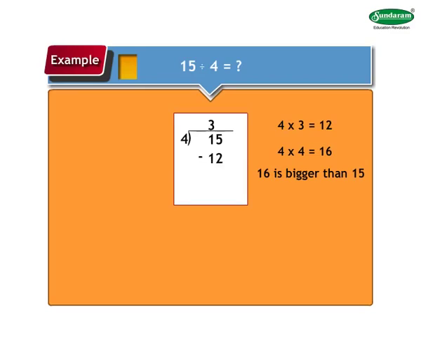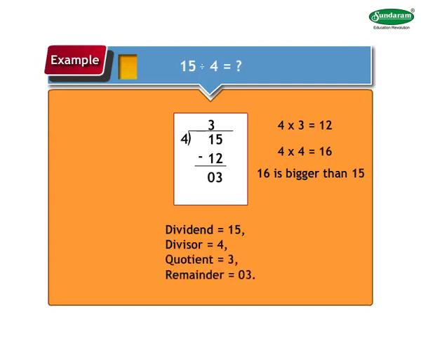we subtract the product 12 from the dividend 15. We know that 15 minus 12 is equal to 3. Therefore, we get the remainder as 3. Thus, in this sum, our dividend is 15, divisor is 4, quotient is 3, and remainder is also 3.